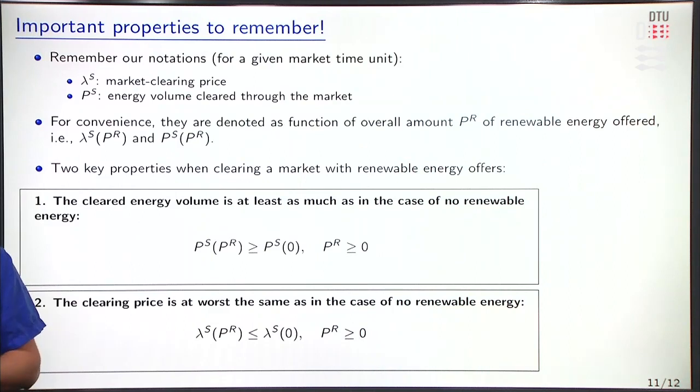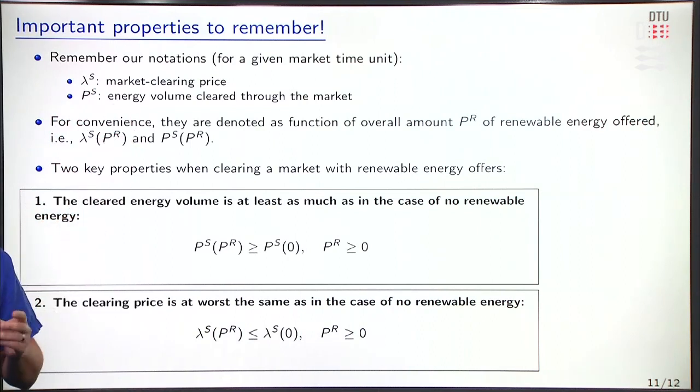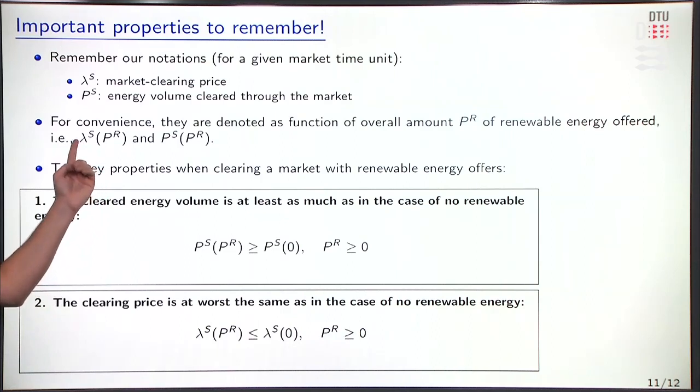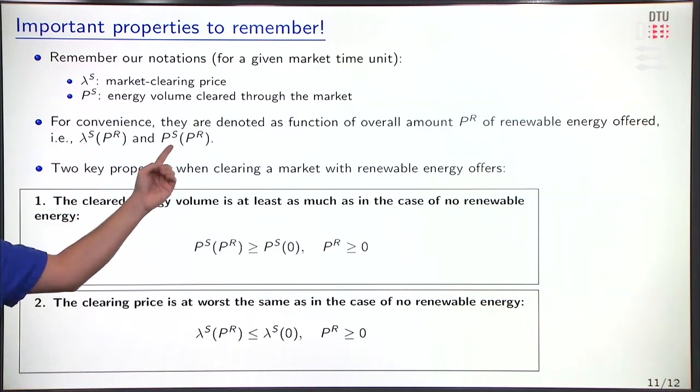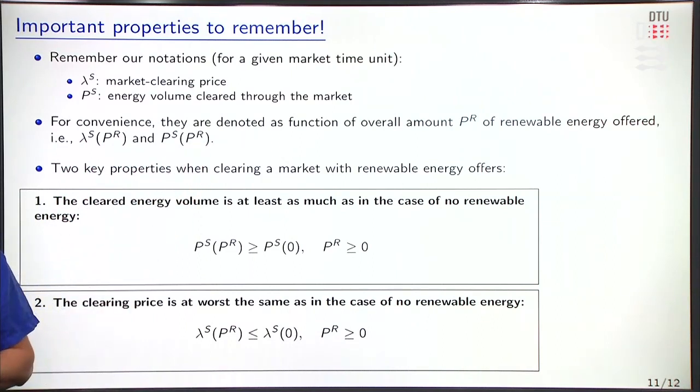So all in all, these are the important properties to remember. Using the same notations as before, we focus on a given market time unit. We have a market clearing price lambda S. We have PS, the energy volume overall cleared throughout the market. And then for convenience, we're going to denote that this price and this energy quantity are a function of the amount of renewable energy offered in the market, which is derived from forecast, most likely.